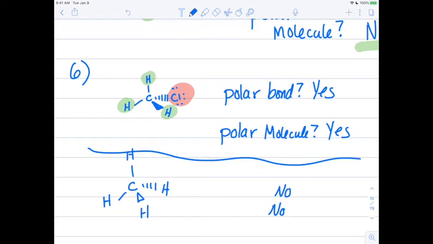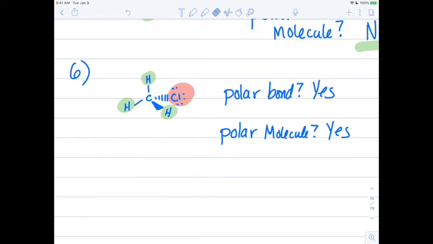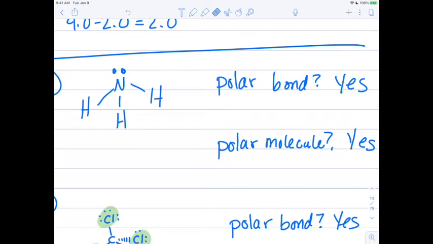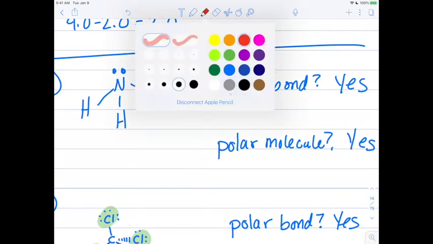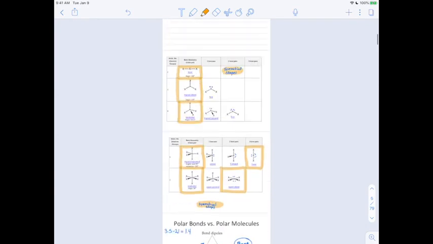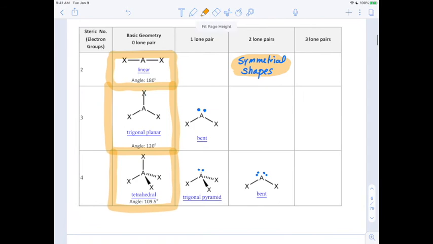All right, so I see a question about NH3. NH3 does have the outer atoms the same. However, the shape is the problem. Before we look at our shapes, let's look at our electron groups. We've got 1, 2, 3, 4 electron groups, and one of those electron groups is a lone pair. So 4 electron groups with 1 lone pair makes it trigonal pyramidal. The fact that it is not symmetrical immediately makes it polar.